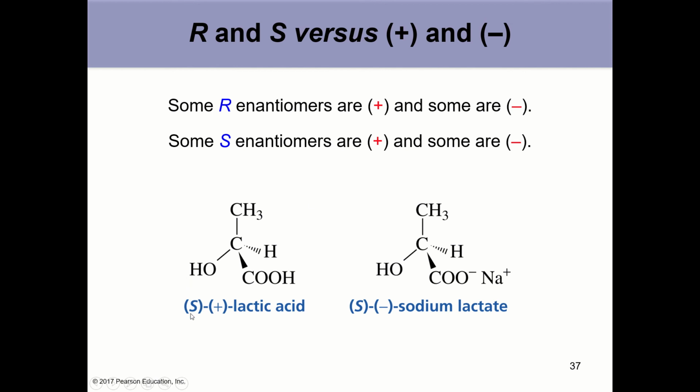For example, S lactic acid rotates light to the right, clockwise. But if we deprotonate the carboxylic acid group to make sodium lactate, the chiral center is still S because the priority of the groups hasn't changed, but now the molecule rotates light counterclockwise.